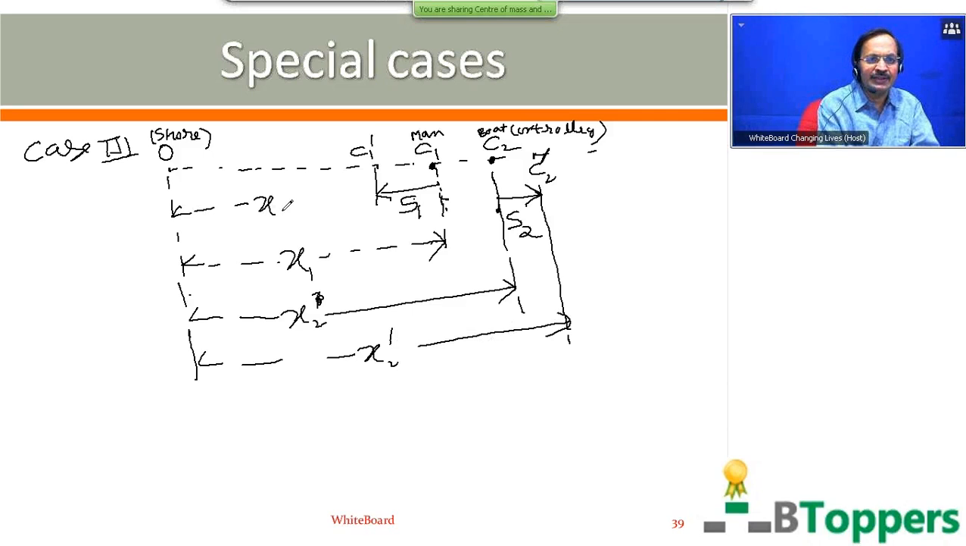X1 dash denotes the new distance of the center of mass of the man from the origin. You can observe from the figure x1 minus x1 dash equals s1. x2 dash minus x2 will be equal to s2.